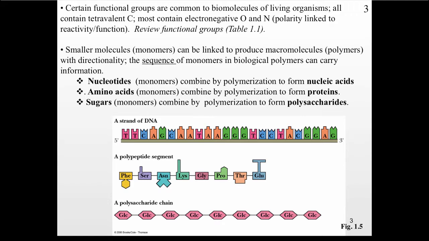There are certain functional groups that are common to biomolecules in organisms. They all contain carbon, and most contain electronegative oxygen and nitrogen. And so the polarity of these atoms is linked to their reactivity and function. Smaller molecules, or monomers, can be linked, usually via dehydration, to produce macromolecules or polymers that have directionality. Nucleotides can combine to polymerize and form nucleic acids. Amino acids can combine to polymerize to form proteins, and monomers of sugars can polymerize to form polysaccharides.